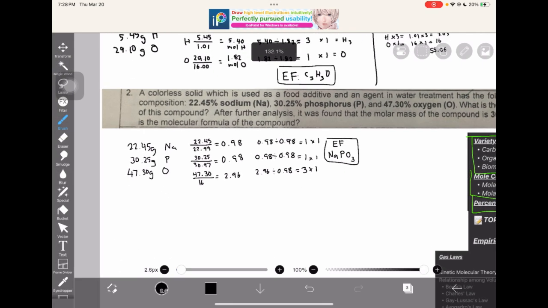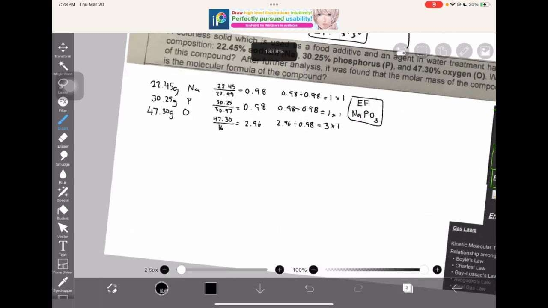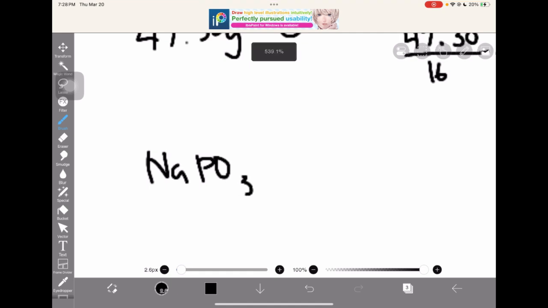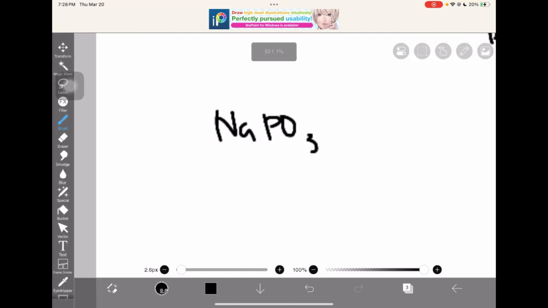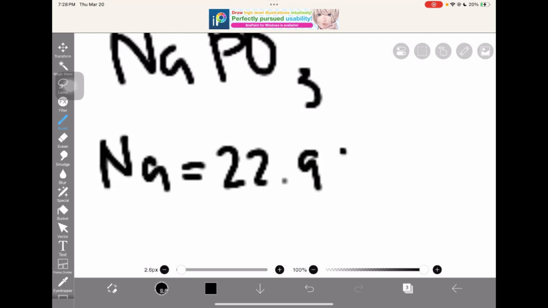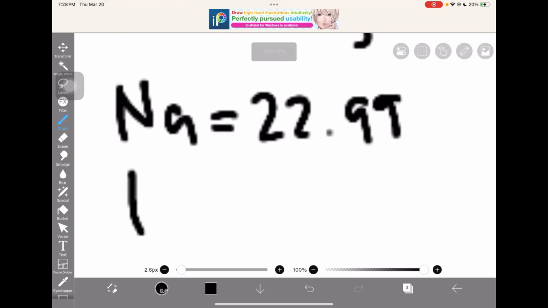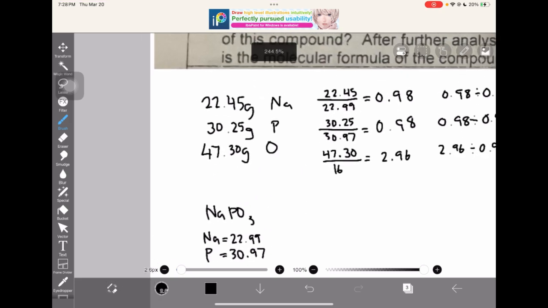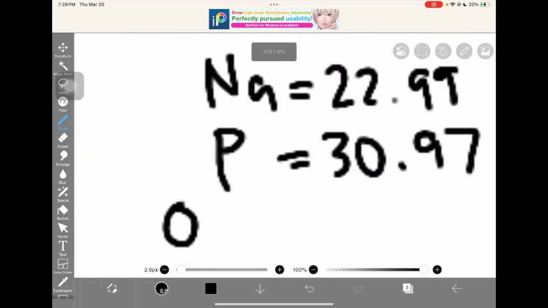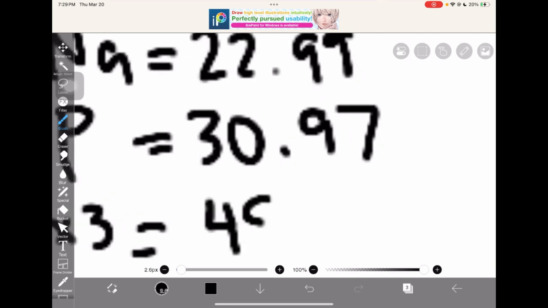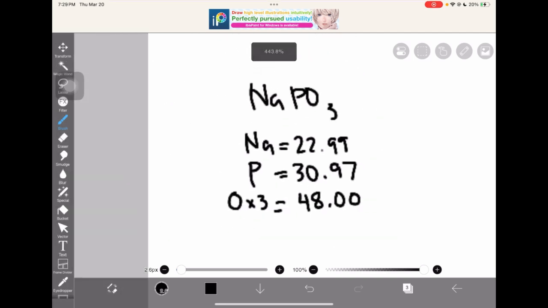Very good. Then let's continue. NaPO3, that's going to be Na, that's equal to 22.99. Phosphorus is just 30.97 as per given, as you could see over there. And O times 3 is just 48. Now let's add all of these up.